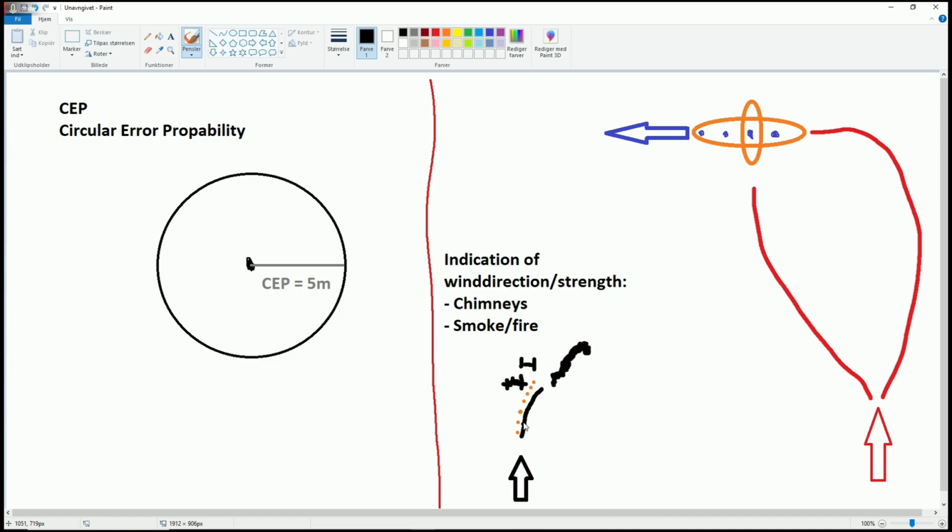So in your dive, take a look at the chimneys or the smokes and correct for that. It is better to overcorrect, fire a short burst only to see where they land, and then correct for that, and then a half a second of burst that impacts the target.